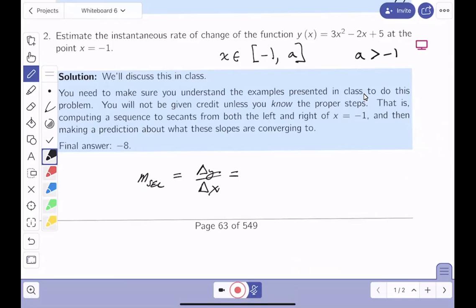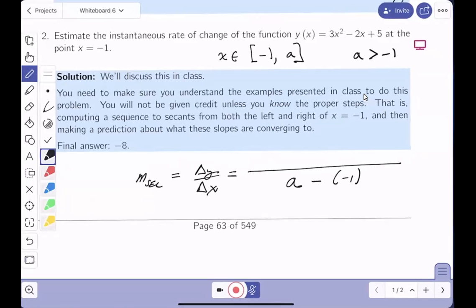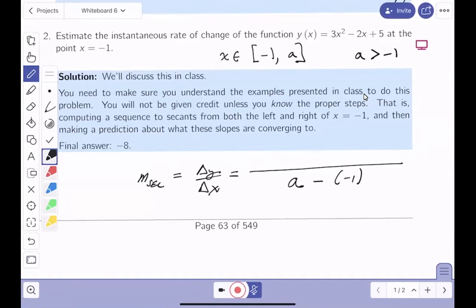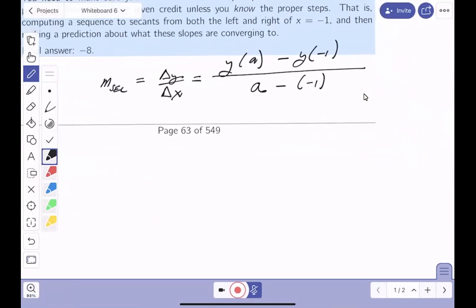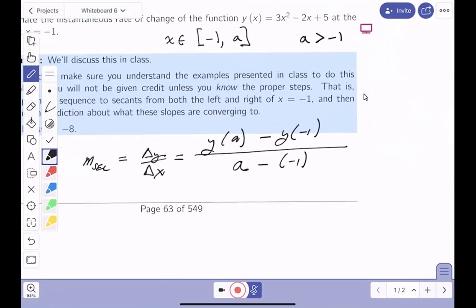So what I'm going to do is I'm going to try to do it. So what do I get in the bottom? What's the delta x going to be? It's going to be the upper, which is a, minus -1. All right. I think I can do that. Let's do the upper though. What's it going to be? Let's think about this. It's going to be the y evaluated at a minus the y evaluated at -1. Let's write down y of a, okay?